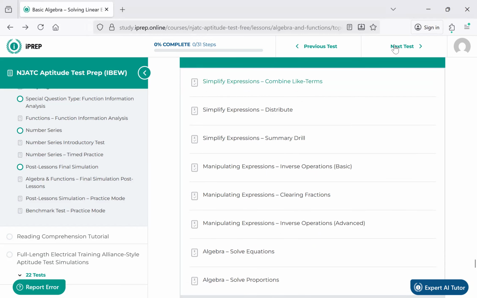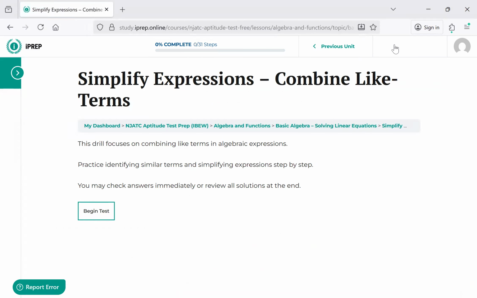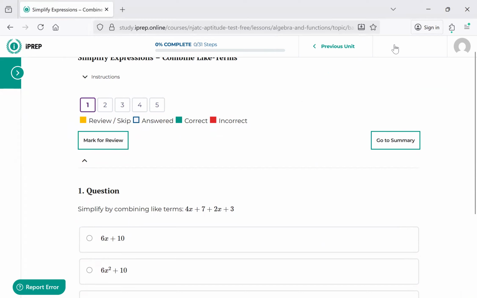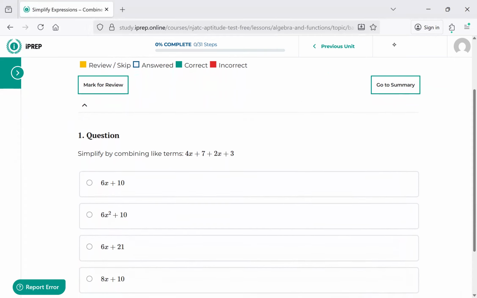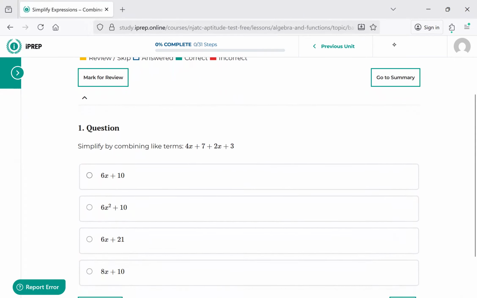So let's start with simplifying expression, combining like terms. Let's begin. So here we only have 5 questions, pretty simple. Question 1 says simplify the combining like terms. We have 5x plus 7 plus 2x plus 3.